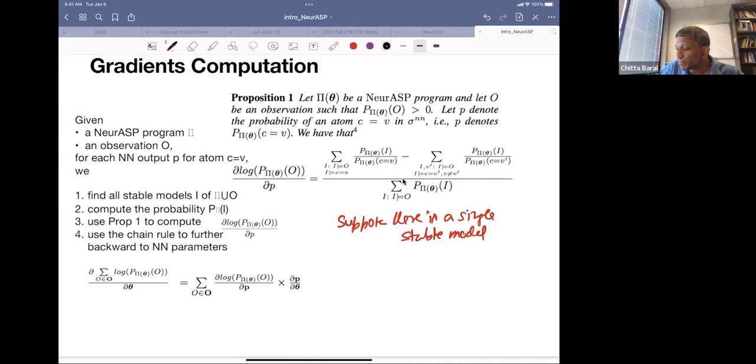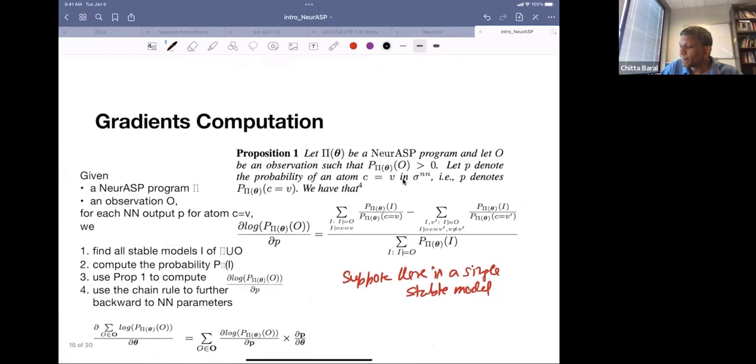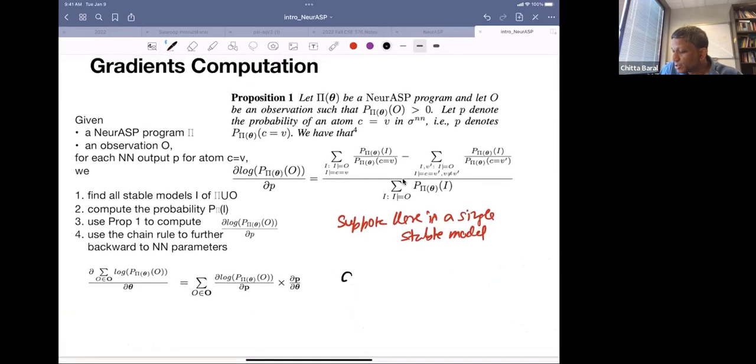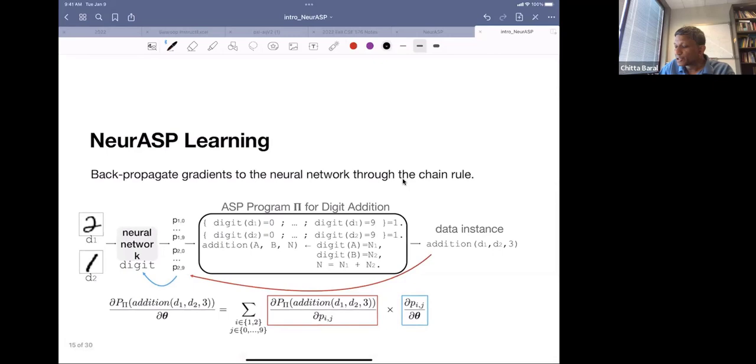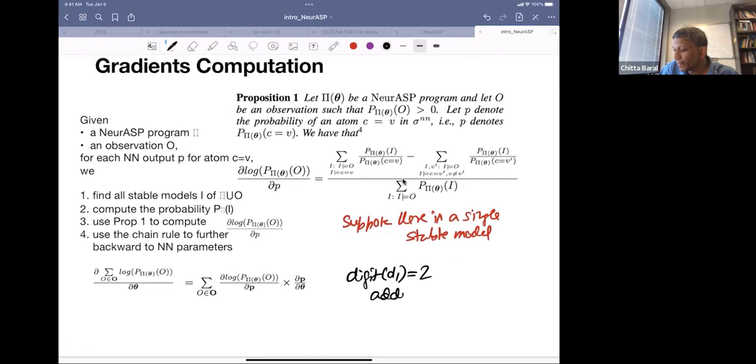So there are two things. Suppose I have, if you remember, digit D1 is equal to 2, and then the sum is addition D1, D2 is say 5. So here, this part is the O. This is the observation. And this is the C equal to V.